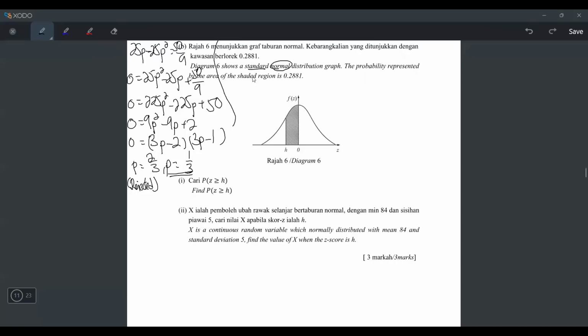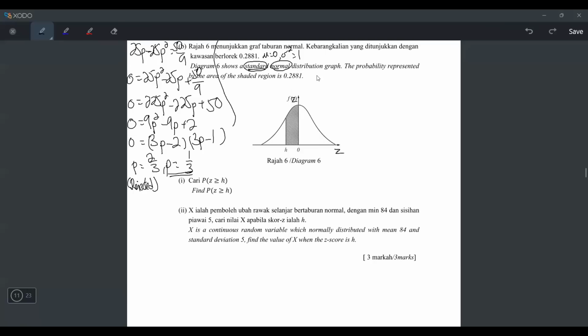I also want you to look at this word standard. If they say standard, it means the mean is 0, the variance is 1. If they say the word standard, it means this is already Z value. That's what it means. Anyways, let's continue first.